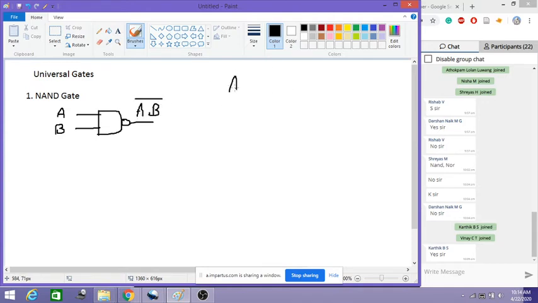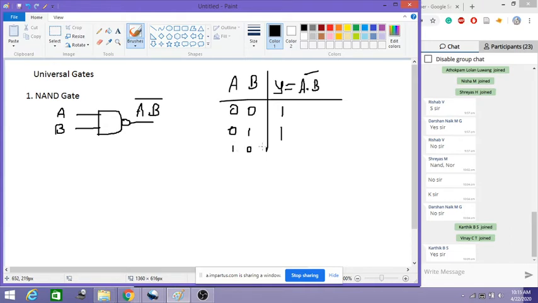So if you look into the truth table, the inputs are A and B, and the output is (A into B) bar. So 0 0, its output is 0, sorry, my mistake. 0 0, it's 0, but its complement is 1. 0 1, 0 into 1 is 0, but its complement is 1. Then 1 0, 1 into 0 is 0, its complement is 1. 1 1, it's 1, but the complement is 0.